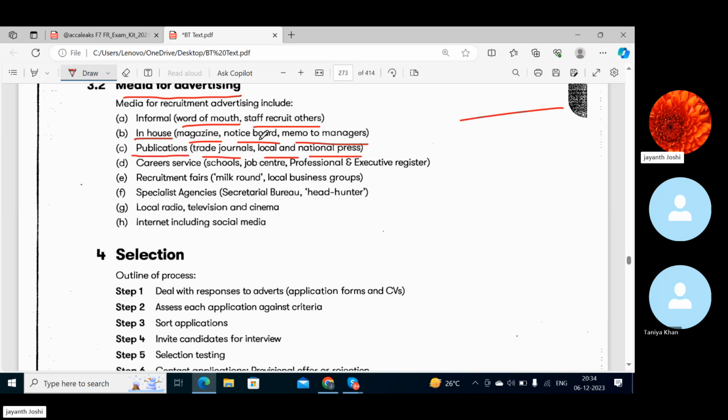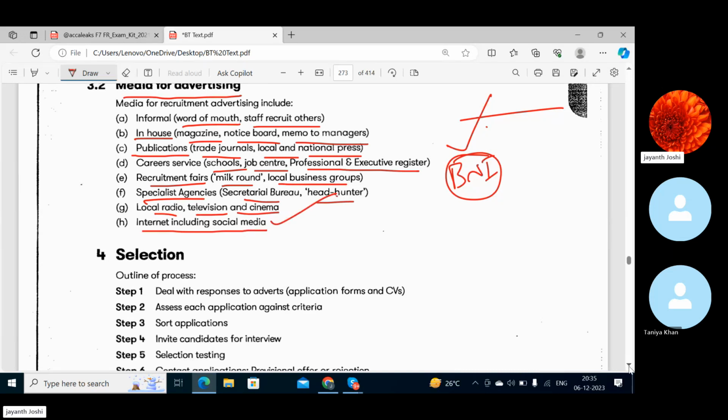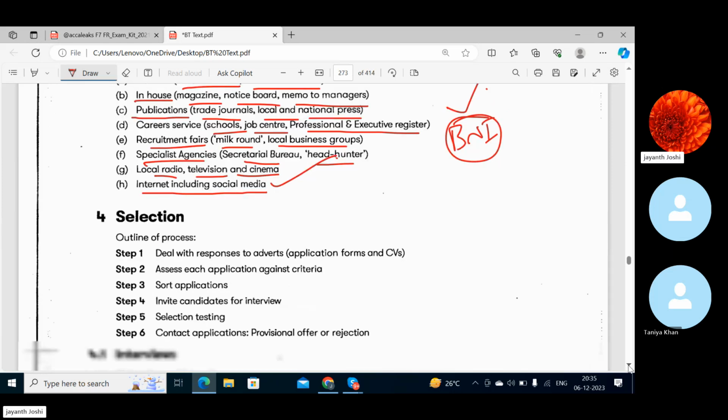Publications like trade journals, local and national press, career services, and executive register, recruitment fairs like milk round, local business people, local business groups like we have BNI. This is also a business group whereby many people are members, and this group can also help in getting some good jobs. And specialist agencies like secretarial bureau, headhunter, local radio, television and cinema, internet, including social media. That's the way you can advertise your job-related advertisements, through all these sources.